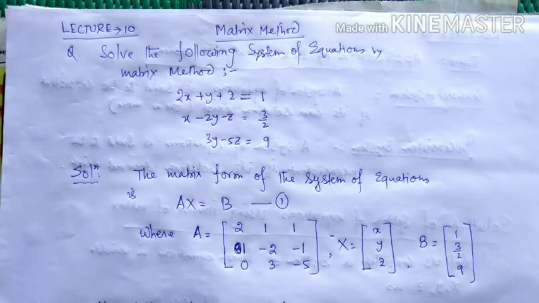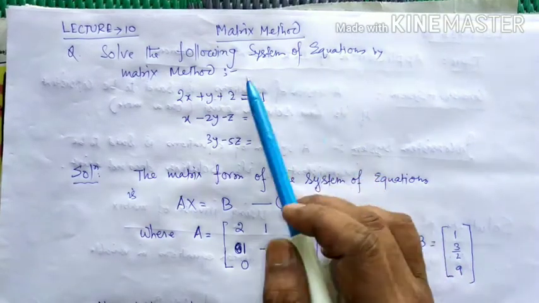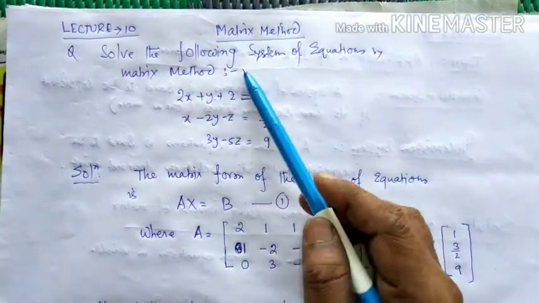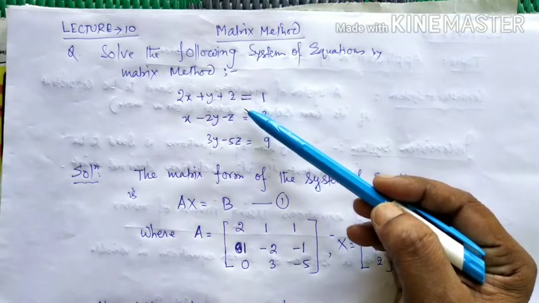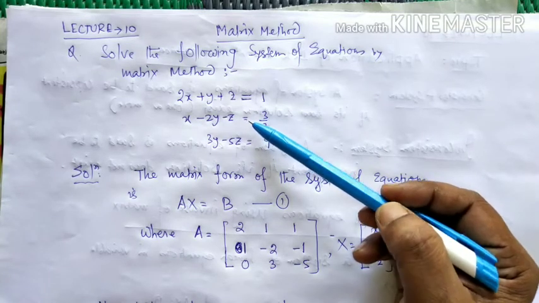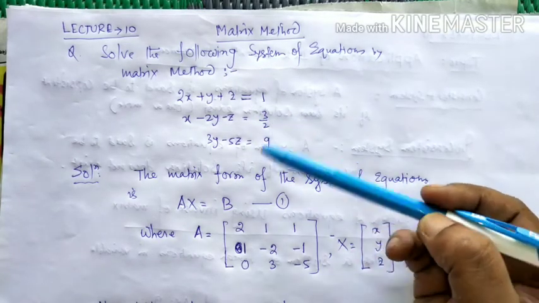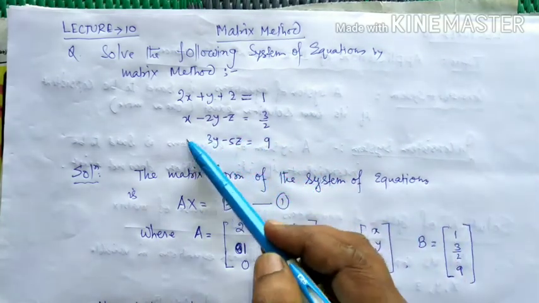In continuation of my last lecture regarding matrix method, I am going to solve a few questions using matrix method. Here, the first question is: solve the system of equations by matrix method. The system of equations is: first equation, 2x + y + z = 1; second equation, x − 2y − z = 3/2; and third equation, 3y − 5z = 9. Here x is not there, you can write 0 into x.